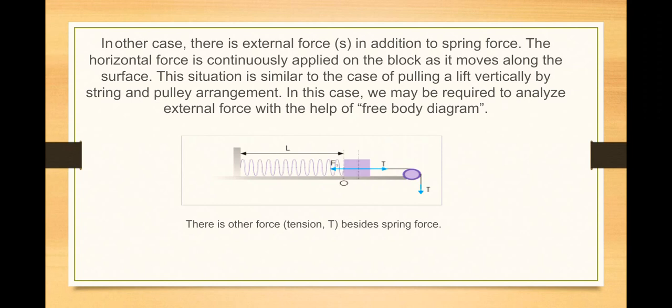In the other case, there is an external force in addition to spring force. The horizontal force is continuously applied on the block as it moves along the surface. The situation is similar to the case of pulling a lift vertically by string and pulley arrangement. In this case, we may be required to analyze external force with the help of a free body diagram. There is another force, tension T, besides spring force. In this figure, you can easily understand.